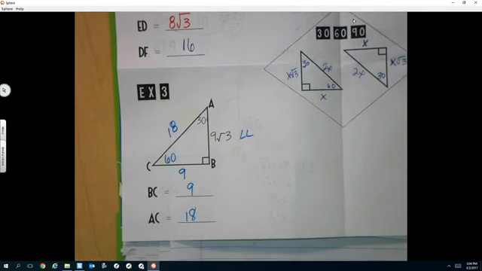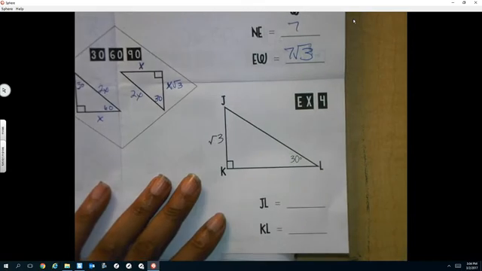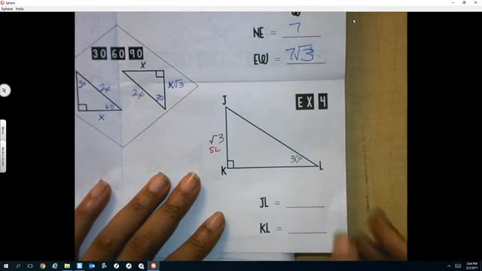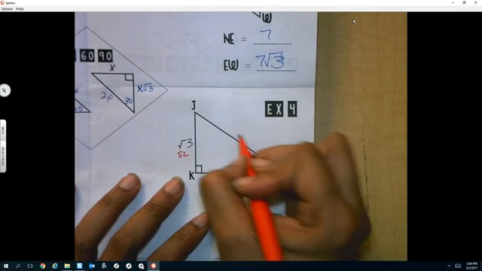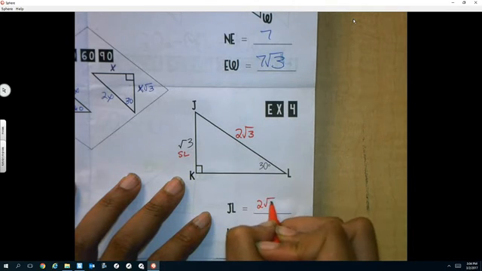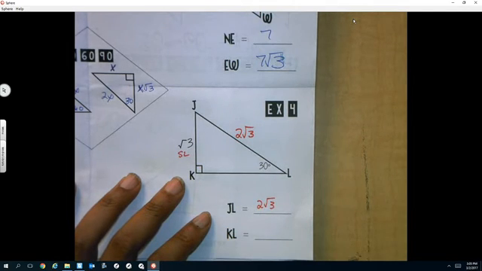All right, example 3, we should have 9 and 18. Example 4, this is your short leg. So your hypotenuse would be 2 square root of 3. And then your long leg is just 3.